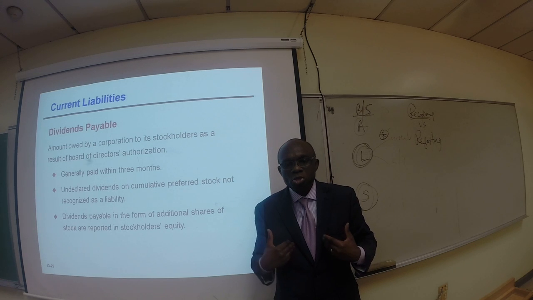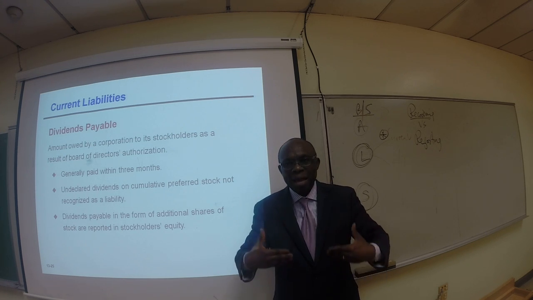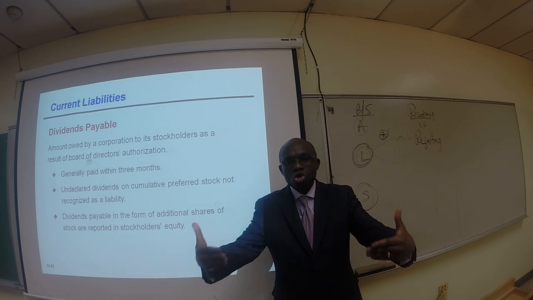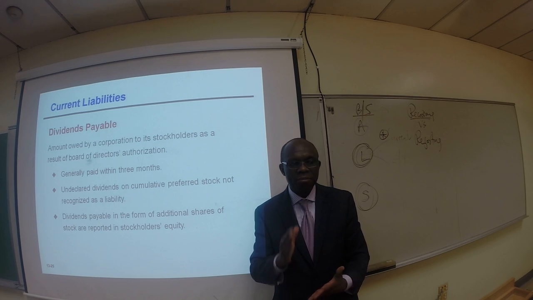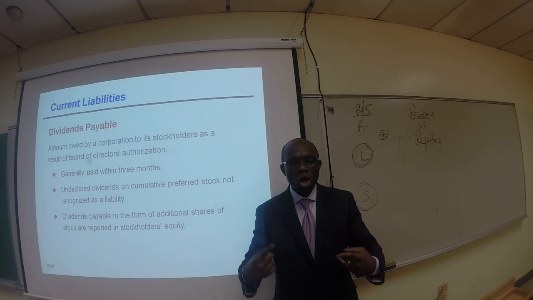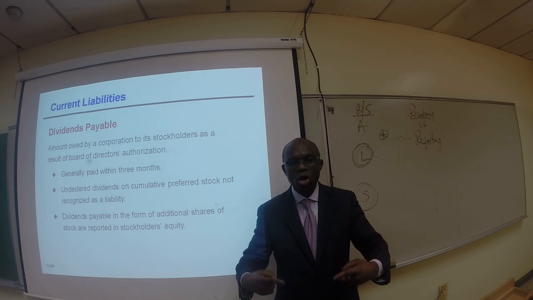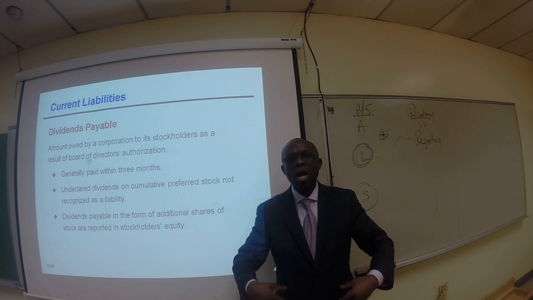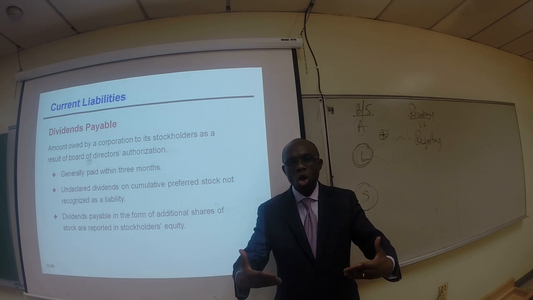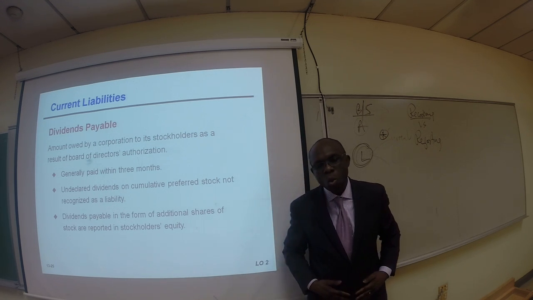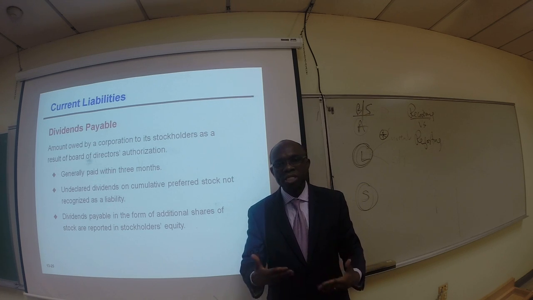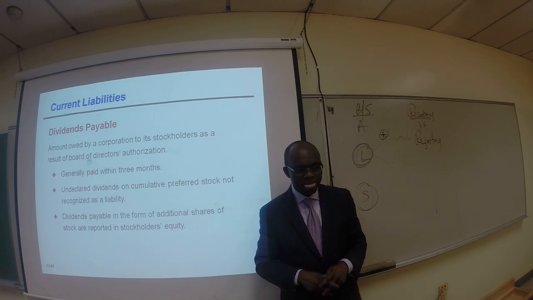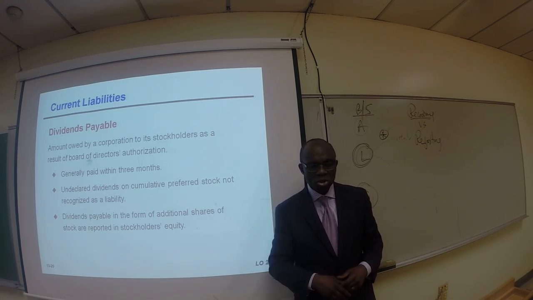When the board of directors makes an official announcement that they are paying a dividend to stockholders, then at that point in time, the company is obligated. It becomes an obligation for the company, and we call that dividends payable, and it is usually paid within 1 year or within the operating cycle of the company. So generally paid within 3 months.